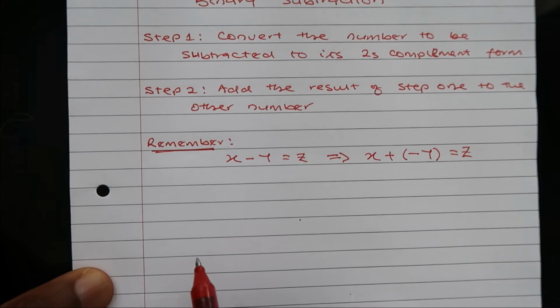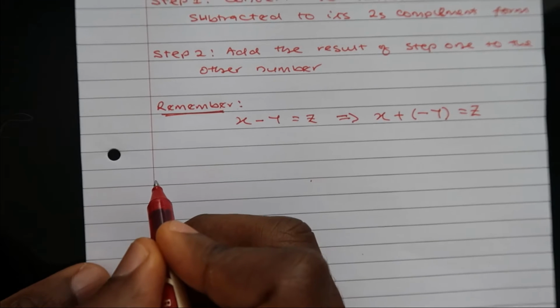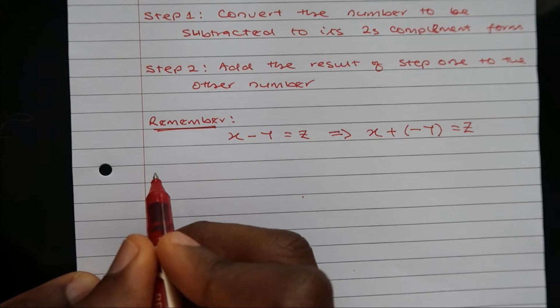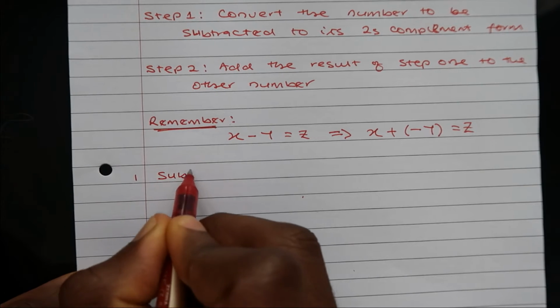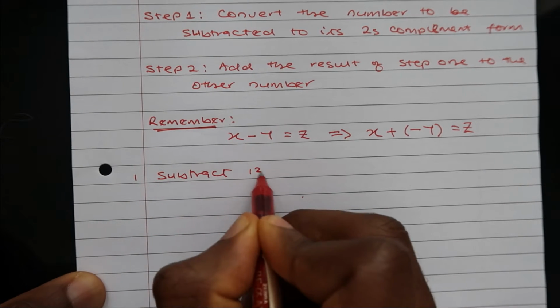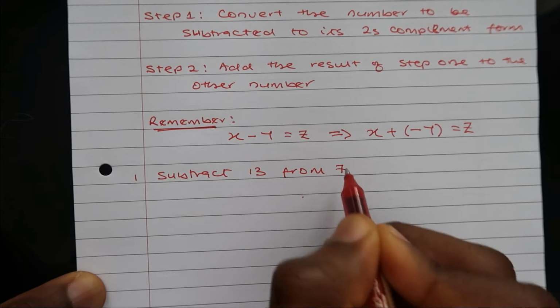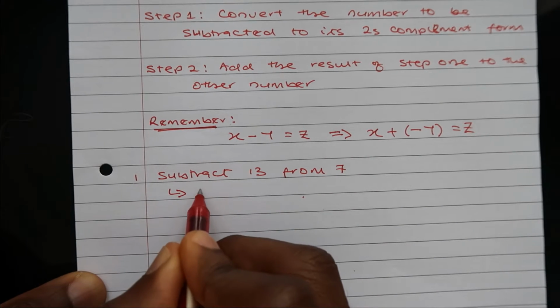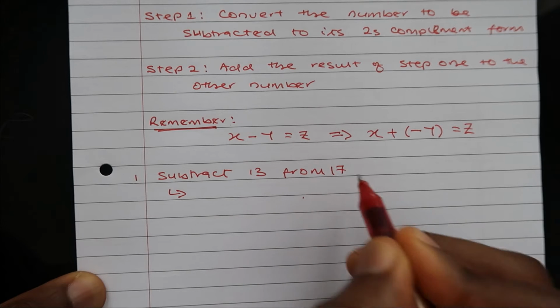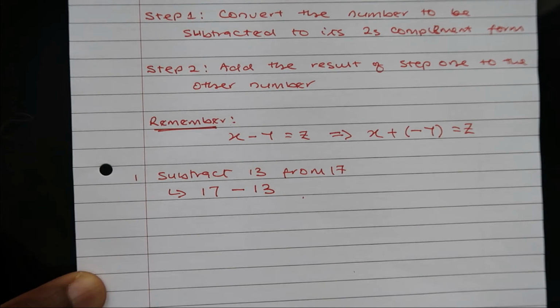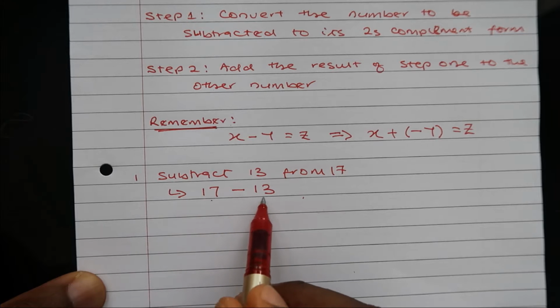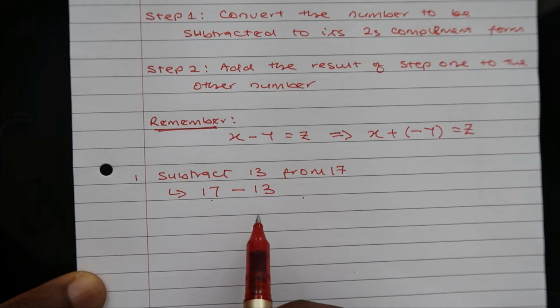So let's take our first example. In our first example, we will subtract 13 from 17. We're saying here 17 minus 13. The first thing you want to do is to represent these two values in their binary form.